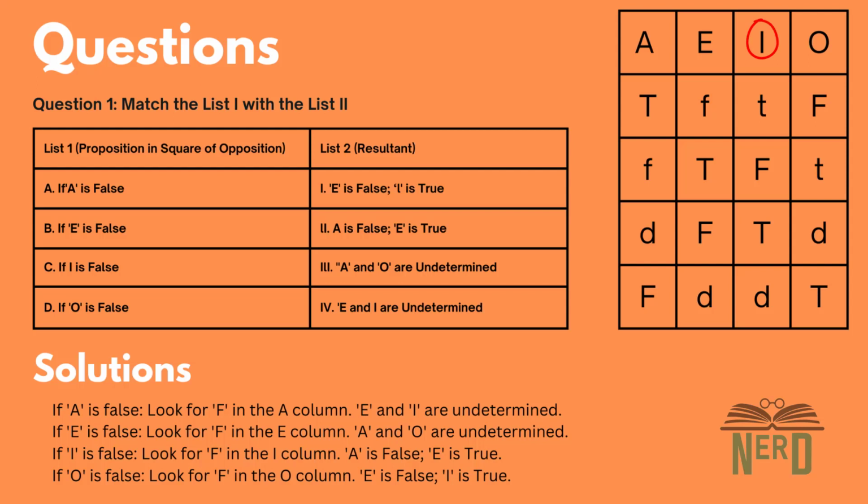Look at the next proposition, if I is false. When we look at the table, we search for the I proposition column and then look for capital F. We then observe that A is false, E is true. Look at the next proposition, if O is false. When we look at the table, we search for the O proposition column and then look for capital F. We then observe that E is false, I is true.